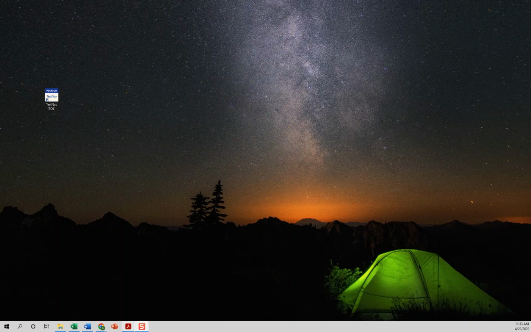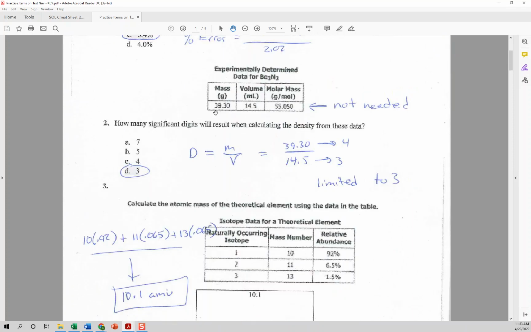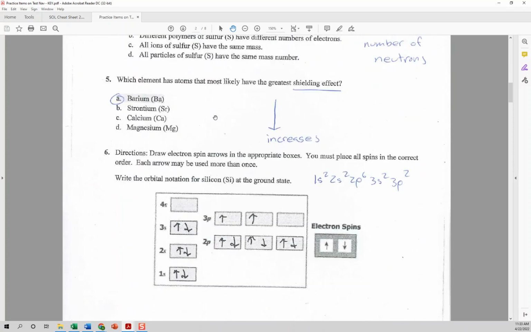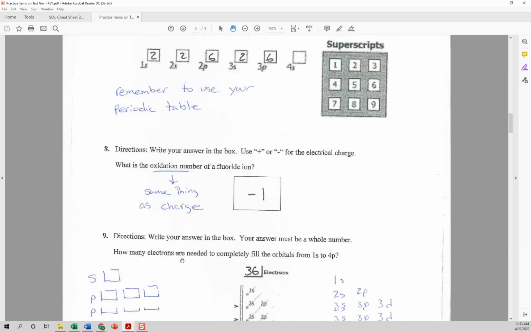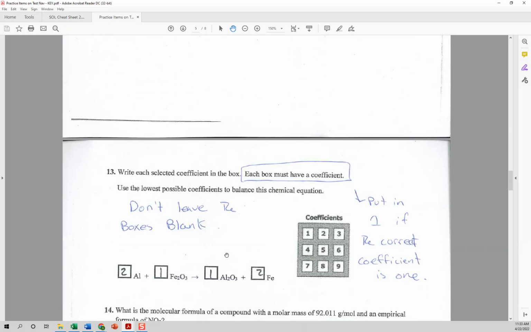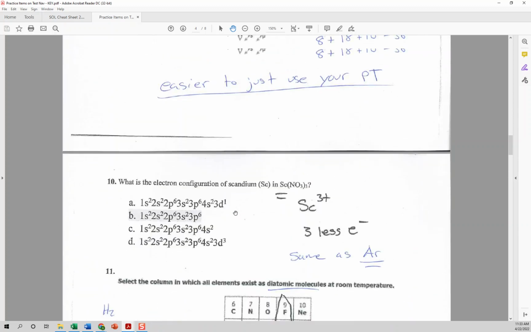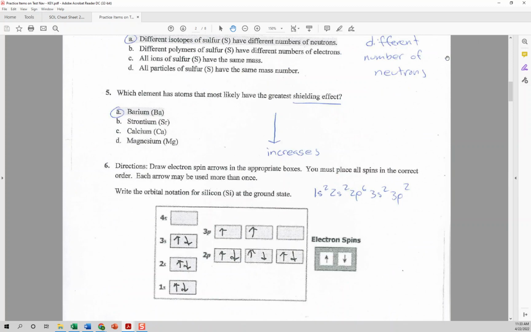Another thing to know as we go through it: this is my answer key to the practice items. You might want to have this open as we're going through the video, or print this out so you can see the notes that I have for each question. I'm going to explain it verbally, but if you want to see it in writing, you might want to reference this, and it's posted in the same folder. All right, so that is available to you.